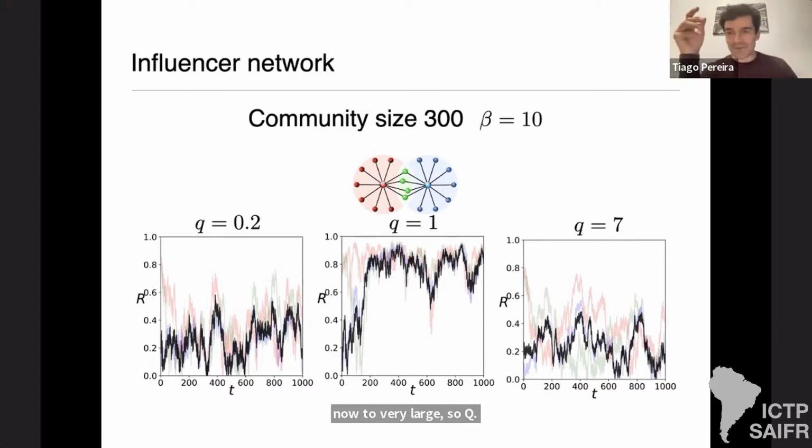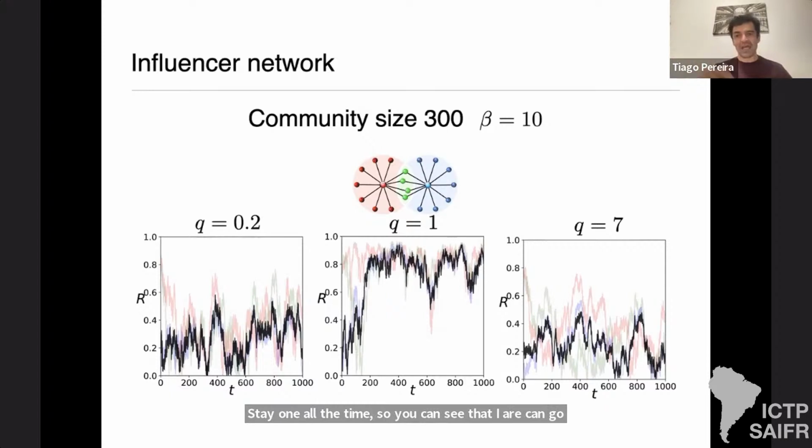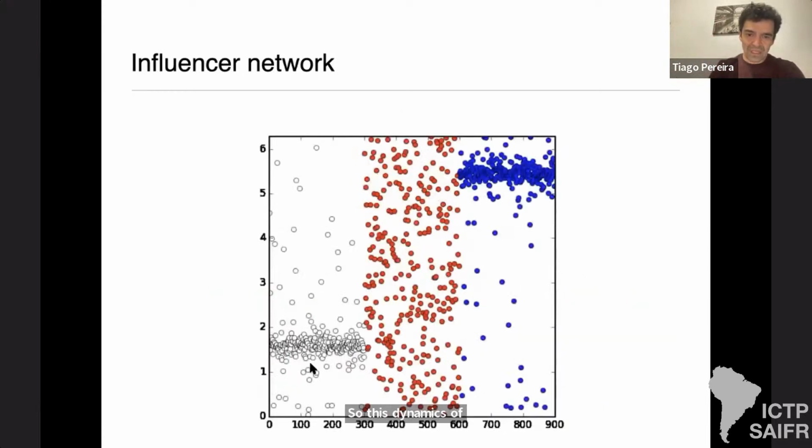The system is stochastic now, so R will not go to 1 and stay at 1 all the time. You can see that R can go very large and then drop, and so on. You can ask what the distribution of R is, what the expected value of R is, and characterize the stochastic process. So this dynamics of R will be stochastic. Let me show a movie here so we can see what's going on.